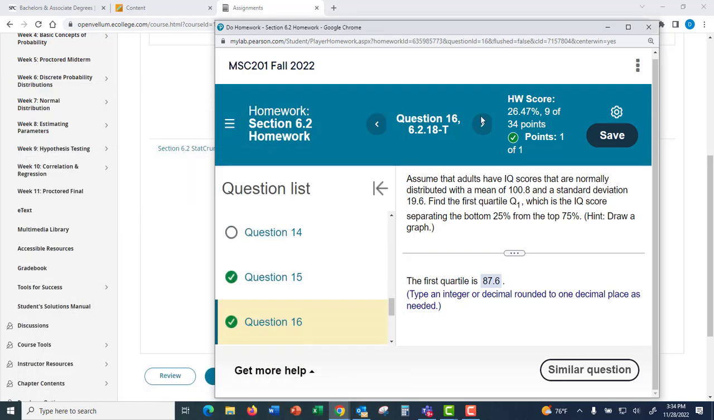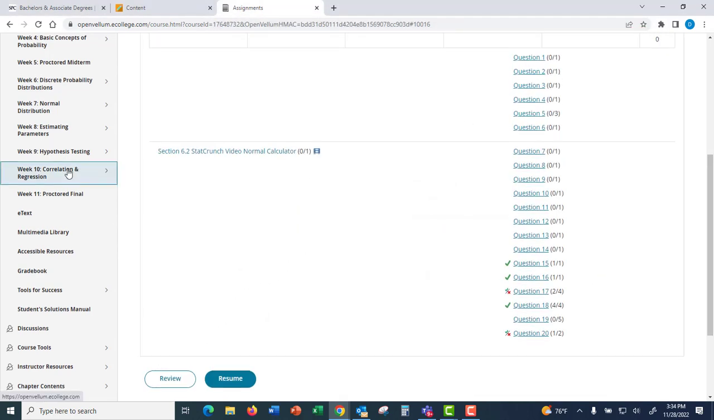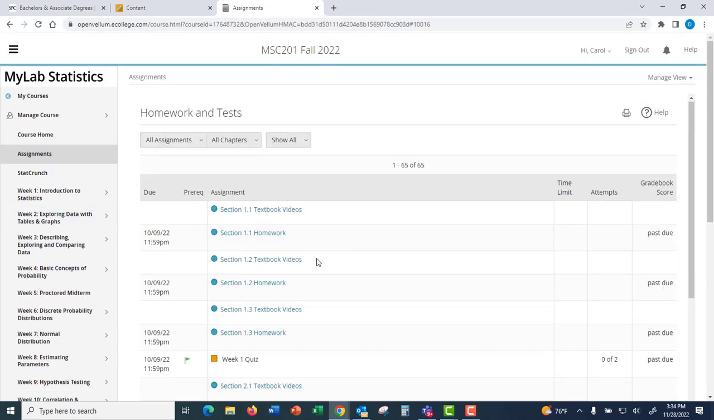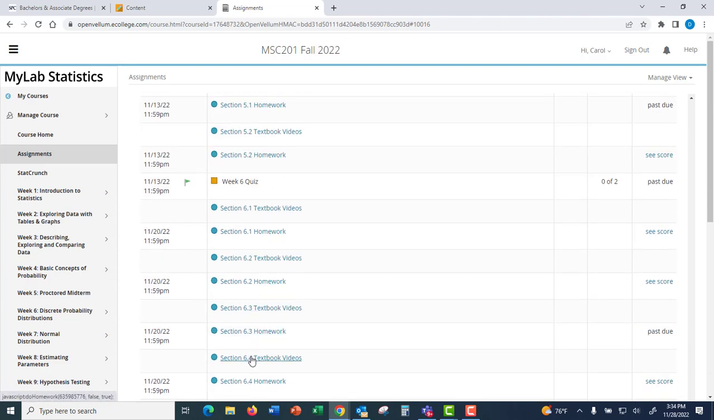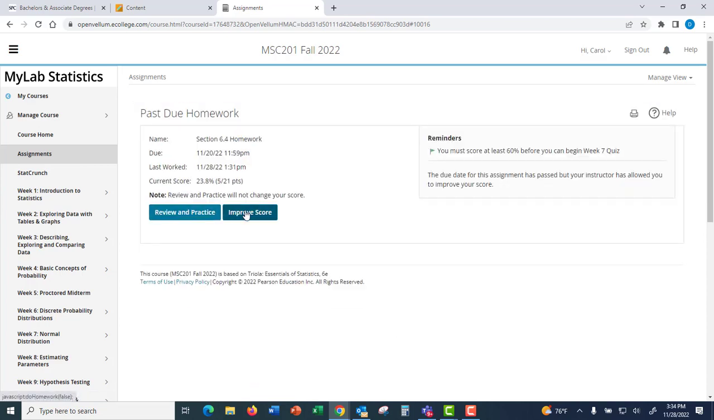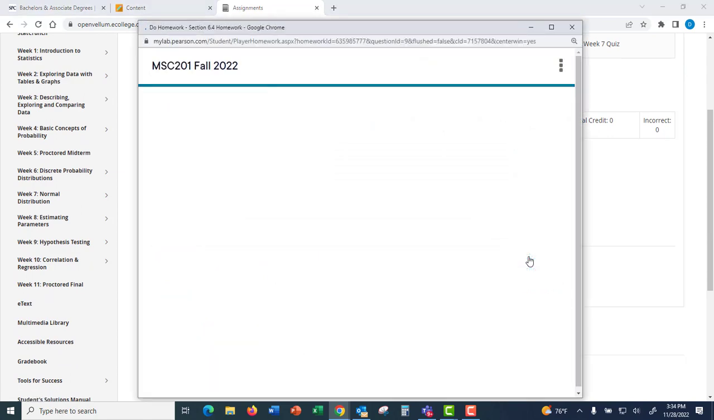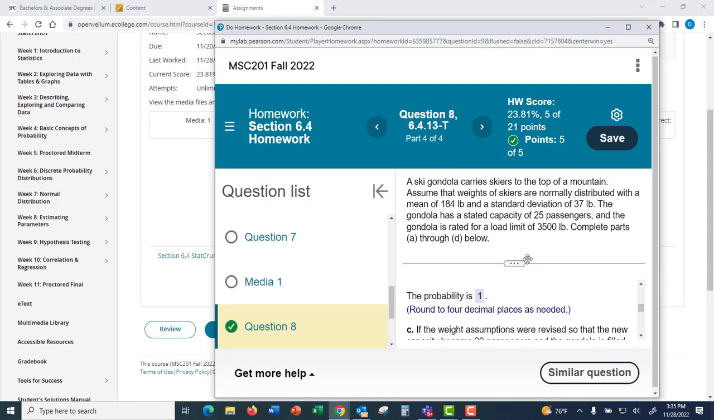All right, now I'm going to keep this open because I'm going to go now to section 6.4 and work a couple problems there that you seem to be having some trouble with when I reviewed your homework. So let's go to 6.4, and I picked problems 8 and 9. There's not that many homework problems in this homework assignment, but let's take a look at problem 8. Okay, so problem 8, and this is about the gondola.